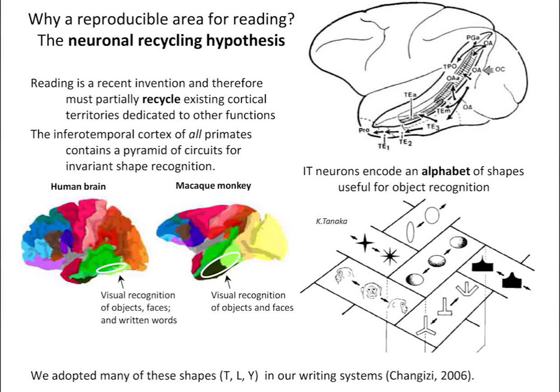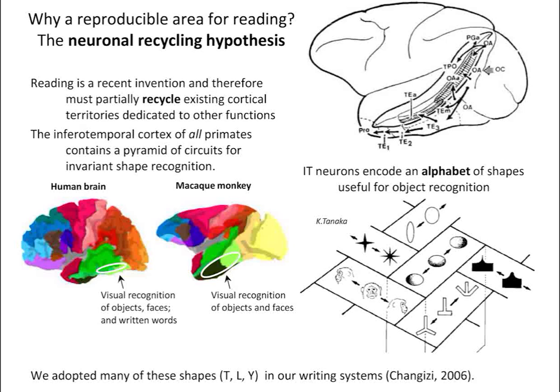Now, why is there such an area? This is still a little bit of a mystery, but I've been arguing for this neuronal recycling hypothesis. The idea is that our visual system is not unlike that of other primates, like the macaque monkey here. We have a chain of successive areas, synapse after synapse, that allow us to abstract away from the specific form on the retina and to access the abstract identity of visual objects. And this pathway is being used in macaques for the recognition of objects and faces, and in humans we recycle it to add written words to what is being recognized by this pathway.